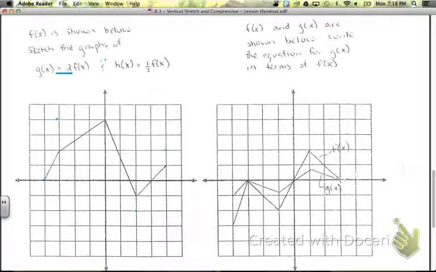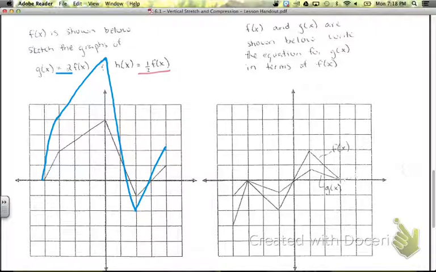And then we can just go ahead and connect those points. It would be best if you did use a ruler to do this linear piecewise function. And that is what our function looks like for g(x). So now we want to look at our h(x), which is a half f(x).